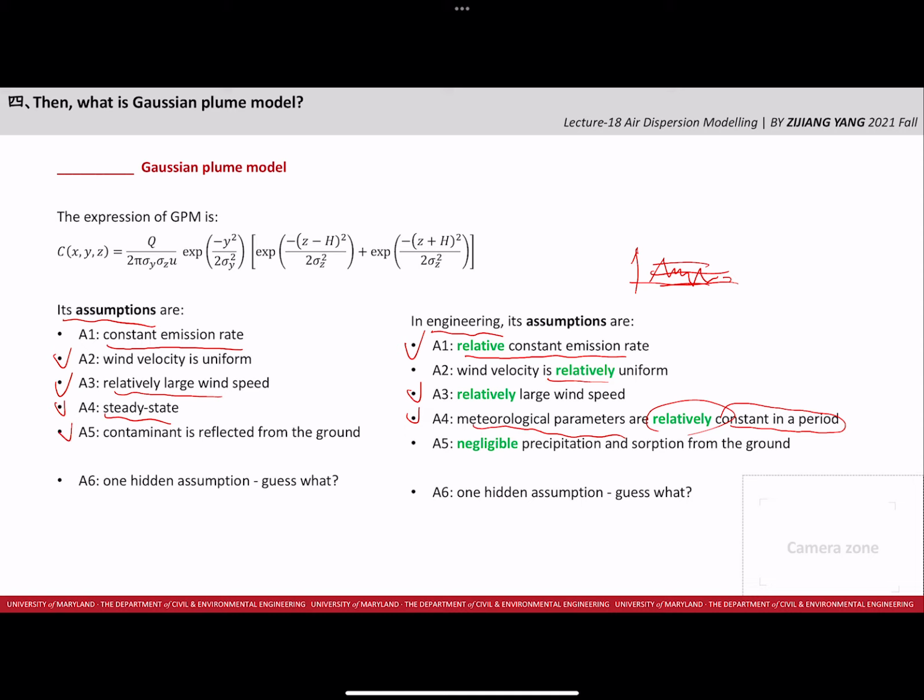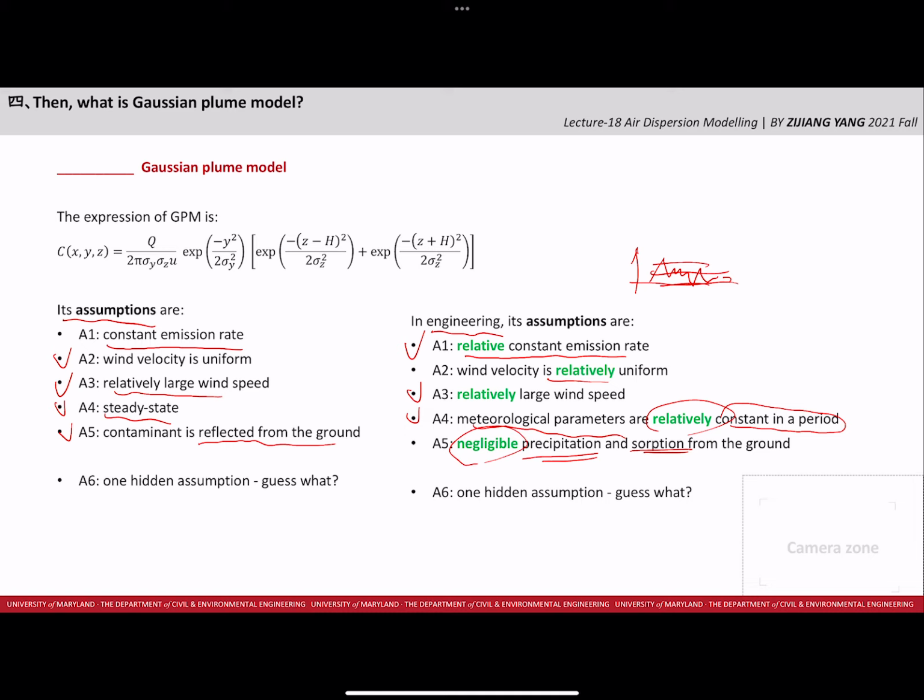And the fifth one, the contaminant is fully or perfectly reflected from the ground. But in engineering, we know that when the particle hits the ground, it may be absorbed or precipitated. So in this case, we just assume the precipitation or the absorption from the ground is negligible.